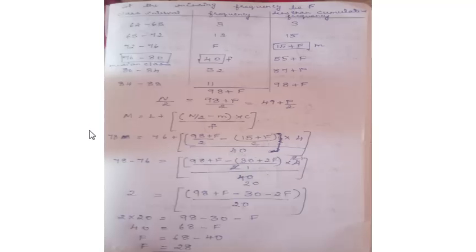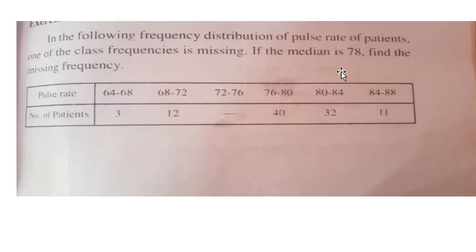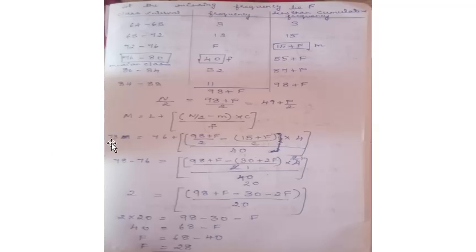So I have substituted all the values here. The median in the question is given as 78. So I have written here 78 is equal to the lower limit, which is 76 here. So 76 plus n by 2, which you have already calculated, written here 98 plus f divided by 2. So 98 plus f divided by 2 minus m.